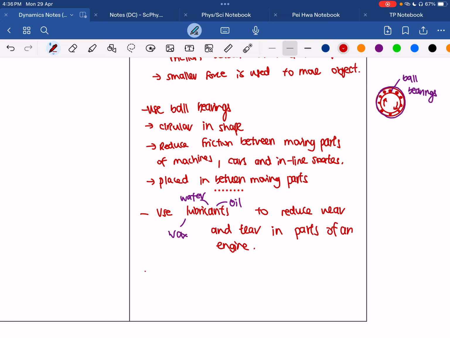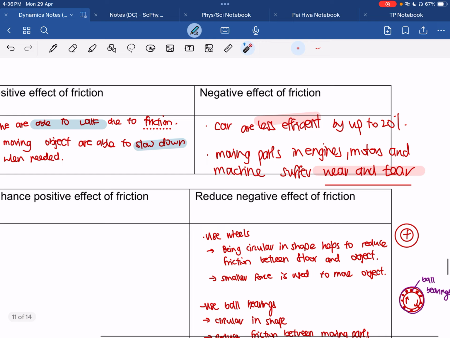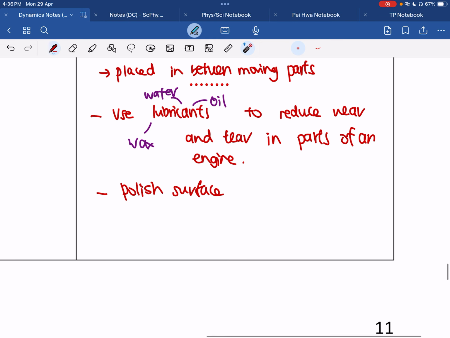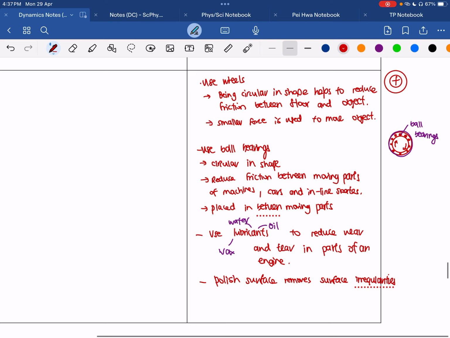Okay, now another thing is that we could also polish a surface. If you look at the diagram just now, what happens if we file off this portion of the surface, such that it's smooth, then there will be a lesser amount of resistance faced. So polishing a surface removes surface irregularity, and helps to reduce the friction as well. So we have 4 points already. 1, 2, 3, 4.